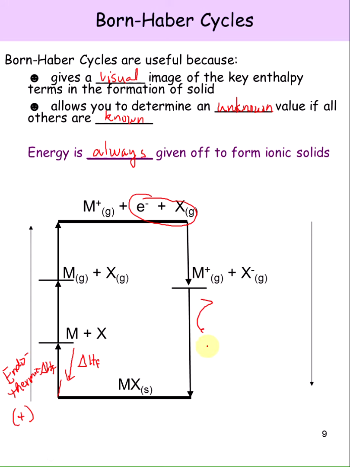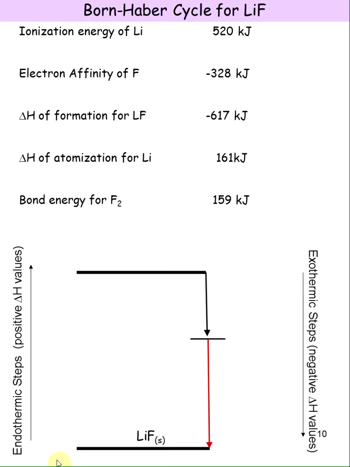And then this last step, that value is the lattice energy. And so as you come down, those are all exothermic steps. And exothermic steps, because we're withdrawing energy out of our system, that's a negative sign. So those all have negative delta H values.